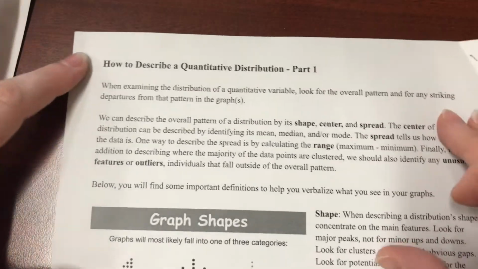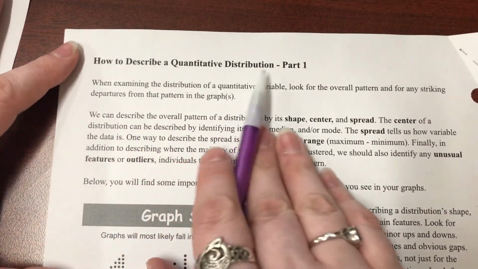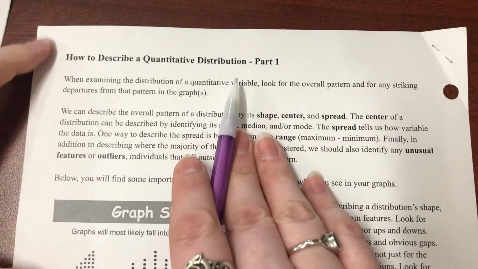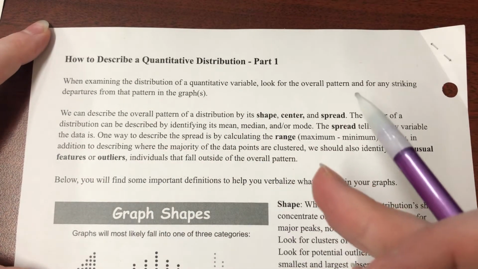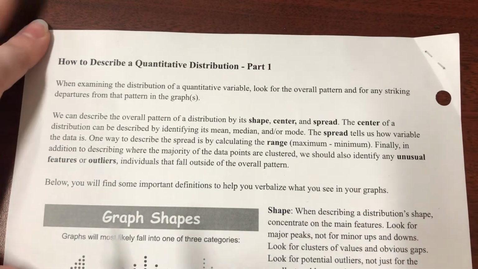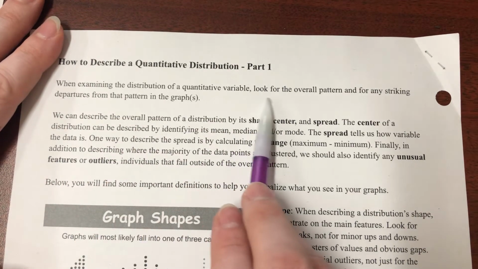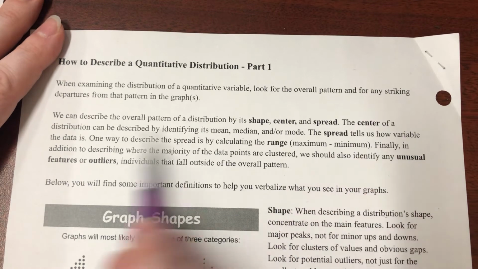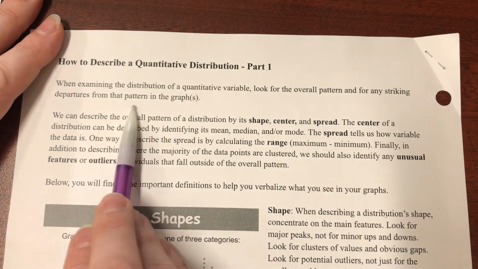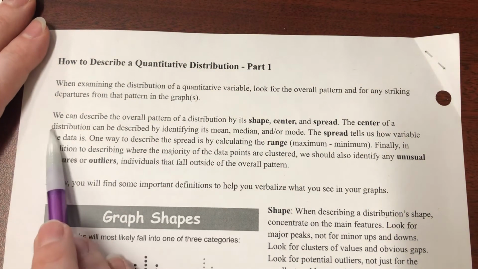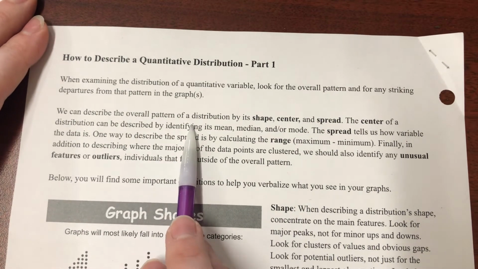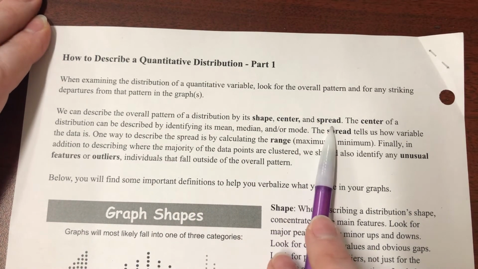All right, let's actually discuss how to describe a quantitative distribution. Now this is just part one. We're going to keep updating these details as we go through this unit. When examining the distribution of a quantitative variable, you need to look for the overall pattern and for any striking departures from that pattern in the graph or graphs. We can describe the overall pattern of a distribution by its shape, center, and spread.